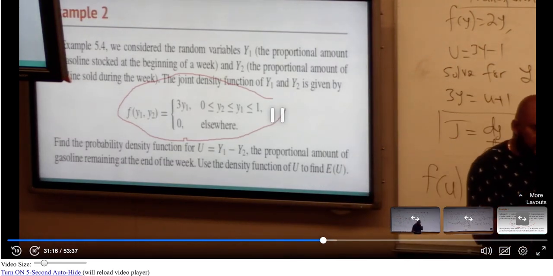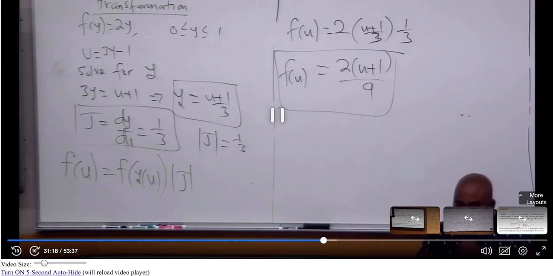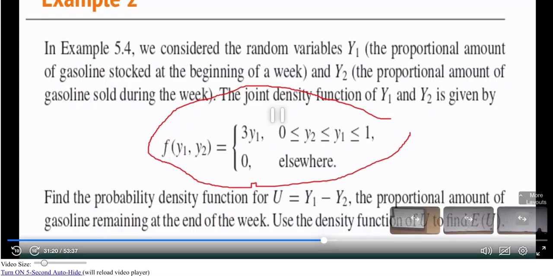Does that make sense? Now, I want to use the method of distribution function now, and I need you to pay attention. How am I going to do it? Take a look at this.